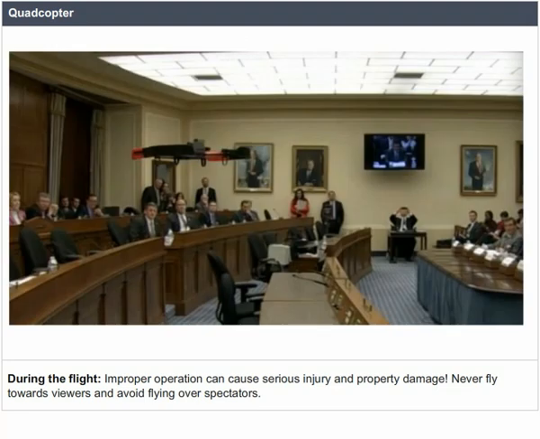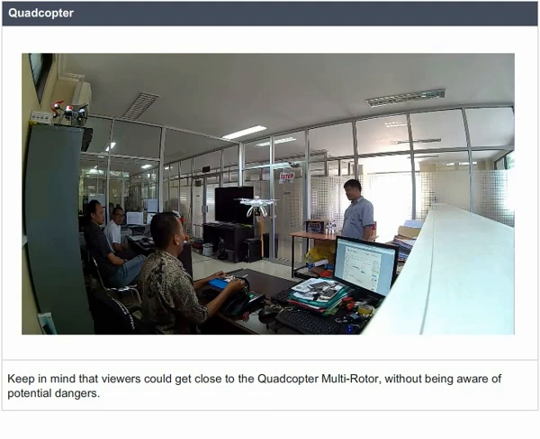During the flight, improper operation can cause serious injury and property damage. Never fly towards viewers and avoid flying over spectators. Keep in mind that viewers could get close to the quadcopter multirotor without being aware of potential dangers.